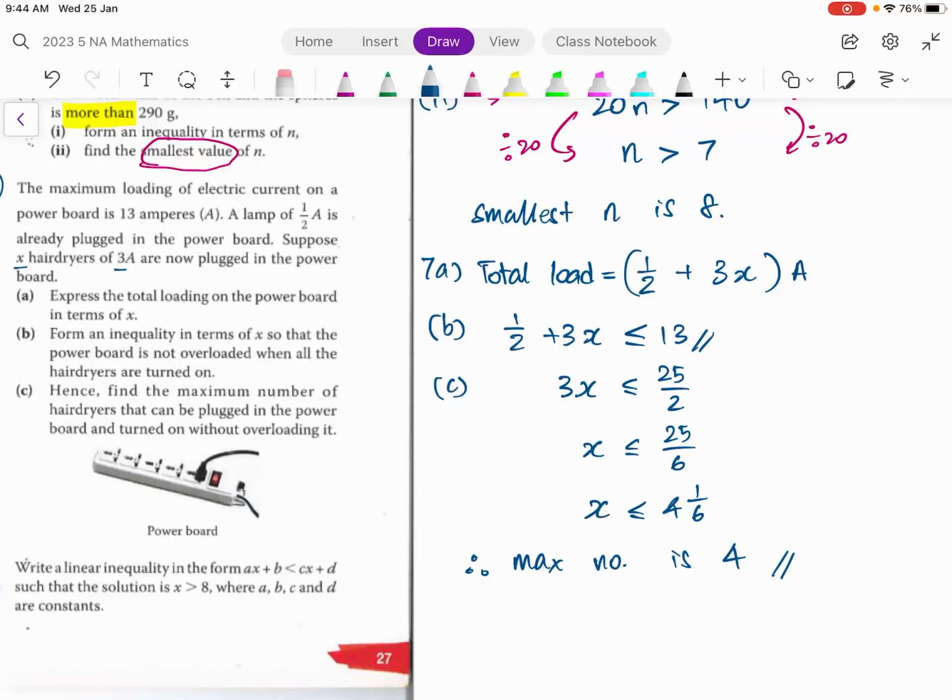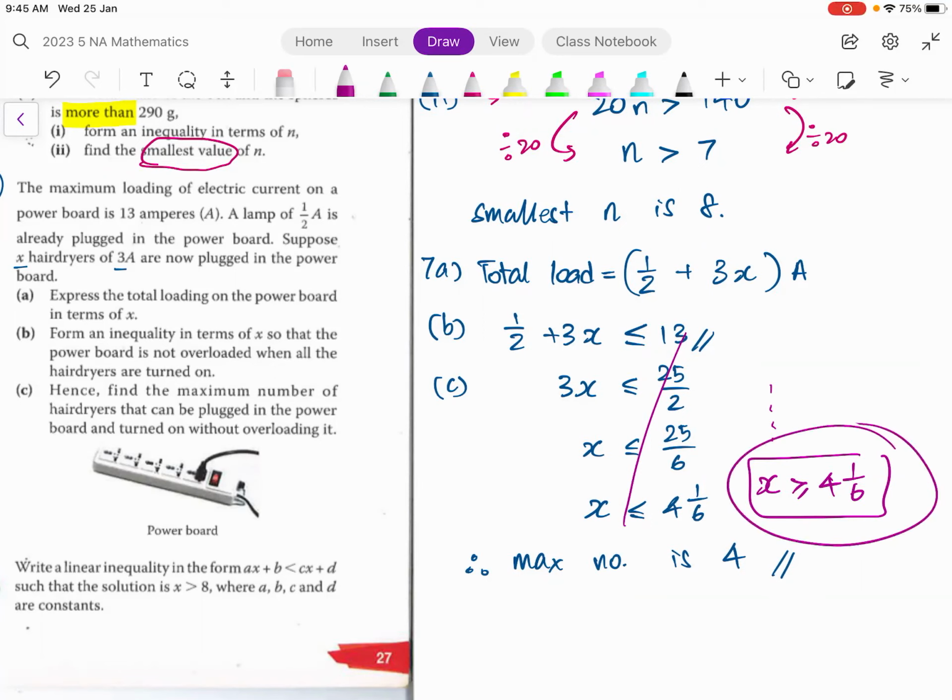Can you imagine if somehow, after all your working, you get x greater than or equal to 4 and 1/6? Think about it. If this is your final answer, and you are trying to answer the question, find the maximum number of hair dryers, where x is the number of hair dryers, what are you going to conclude from this? x is greater than or equal to 4 and 1/6. What is your conclusion if they ask for the maximum number of x?